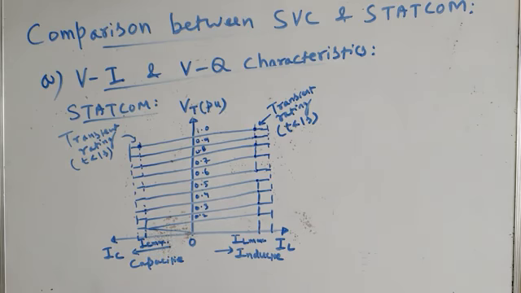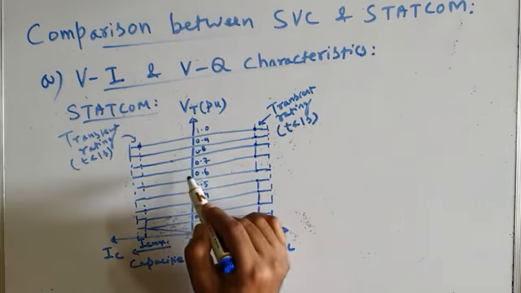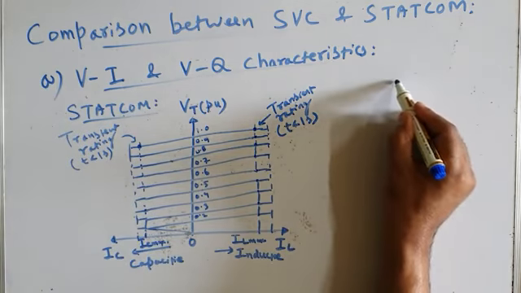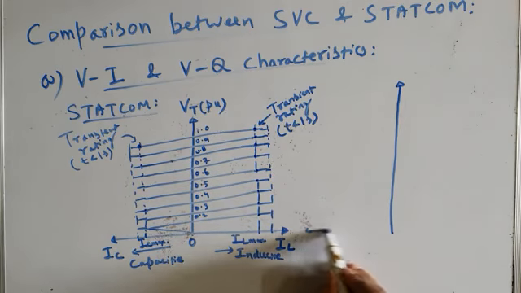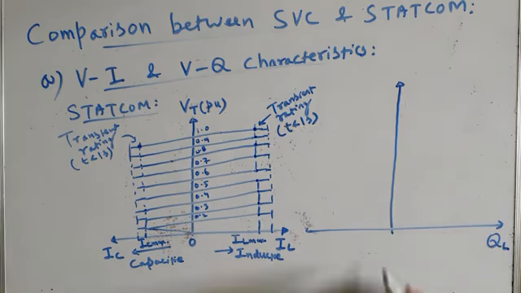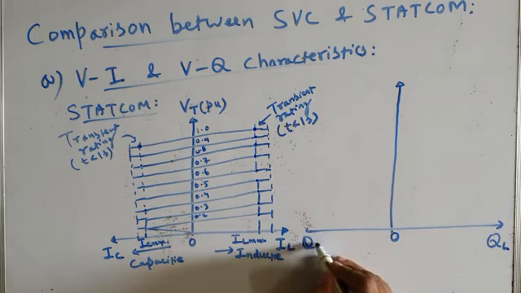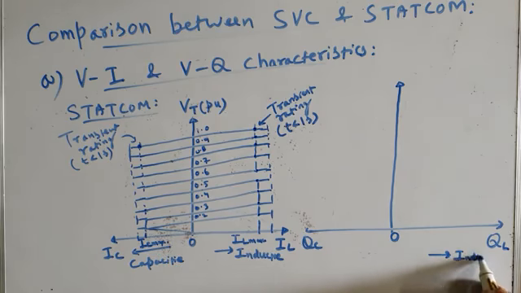Okay. Now, let me on this side draw, this is about the VI characteristic of STATCOM. What about the VQ characteristic? I can very easily now draw the VQ characteristic of a STATCOM. Now this is inductive reactive power, QL, and this is capacitive reactive power, QC. Again, this is the inductive region of operation. If the STATCOM is drawing inductive current, that means it is operating as an inductor, it is absorbing the reactive power. So it is operating in the inductive region or inductive mode.